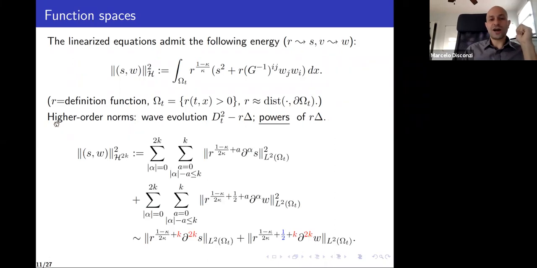So we're going to introduce these higher order norms, which are given by these very lengthy expressions. Don't pay too much attention to all these indices. Let me just highlight what's happening at the highest order in these norms. Here you have a term that involves k powers of R times 2k derivatives of S. That's precisely what you get if you take R times the Laplacian to the power k, right? It's R to the k and 2k derivatives. And then you have some extra weights.